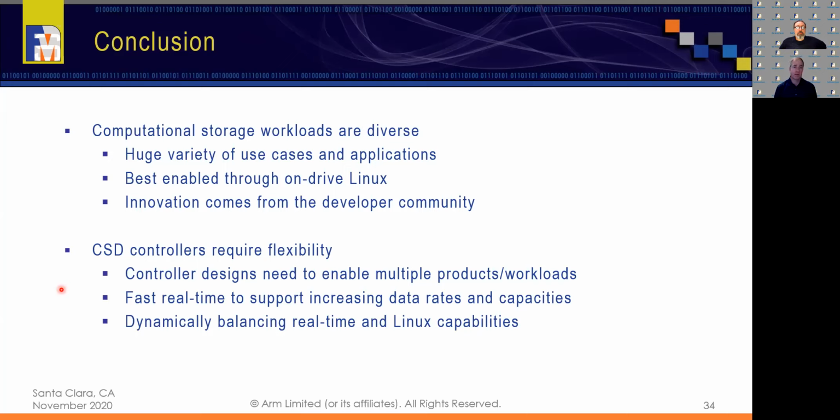The controllers themselves require flexibility, and they need to be able to handle different products and different workloads without having different mask sets. We want to be able to tape out one controller and develop different products all in one. We want to be able to dynamically change that based upon the workload over the course of the day, having real-time and Linux go back and forth as needed for different workloads or different levels of activity on the drive. And of course, to support these high performing drives and increasing data rates, we still need a real-time core that's capable of providing real-time support and low latency, fast access.